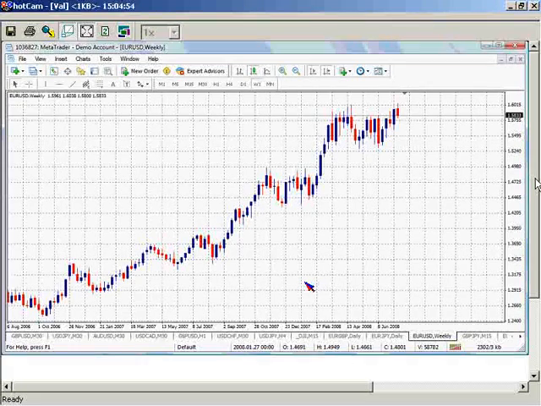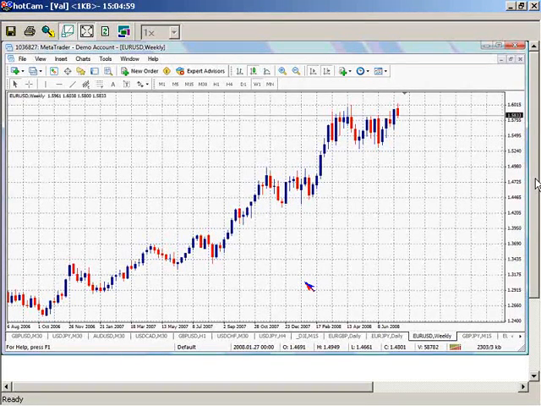We call oscillators the ones that only vary from 0 to 100. We are going to see some examples. And we call indicators the ones that move in an open way, not limited between 0 and 100.